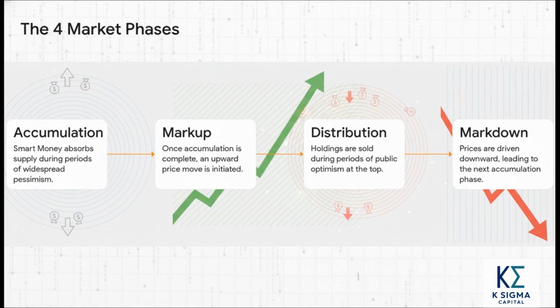Then comes the markup phase, where they start pushing prices higher. At the top, you get distribution. This is where they methodically sell off their holdings to an excited and often uninformed public. And what follows that? The final phase, the markdown, when prices fall. And then, the whole cycle starts all over again.